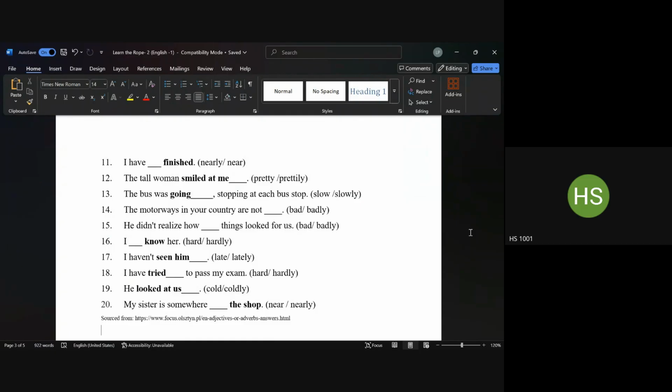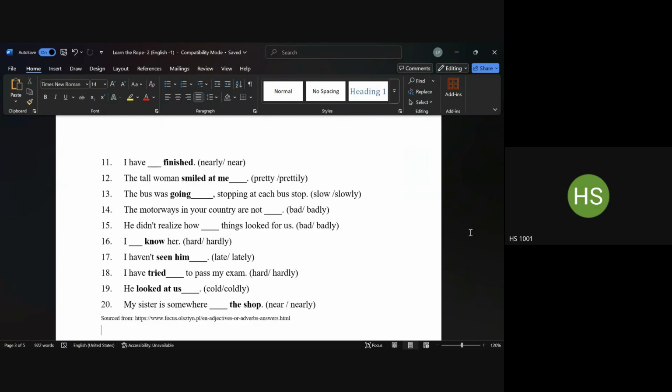Right. 13. The bus was going dash, stopping at each bus stop. Slowly. The bus was going slowly. You will have a tendency to say slow, but the answer is slowly. A lot of people would write the bus was going slow, right? The bus was going slowly. You can say the bus was slow, but not the bus was going slow. Bus was going slowly. Okay.